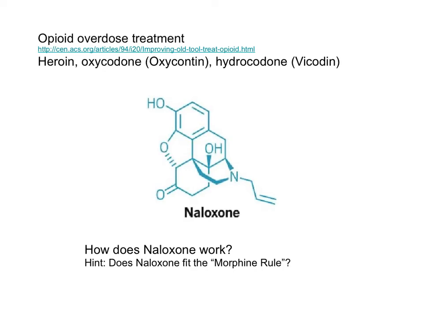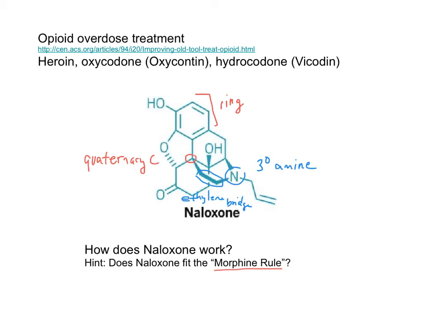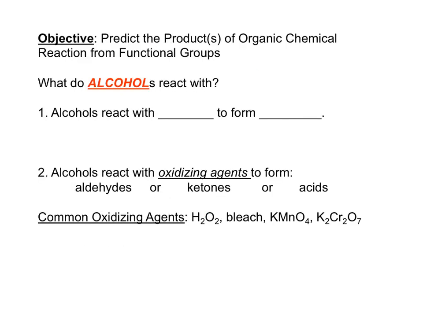Stop the video, look at the structure of naloxone, and see how it works. And the answer is, naloxone fits the morphine rule and competes for the receptor site over heroin and other opioids. Let's review. Stop the video and answer question 1.